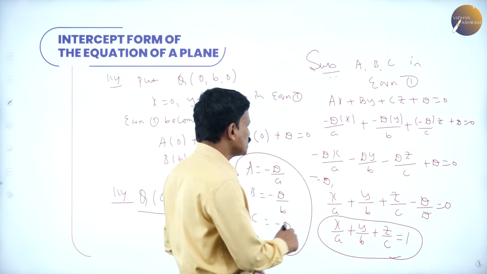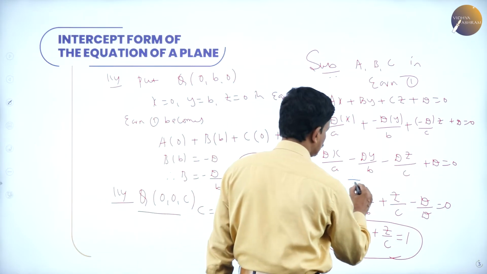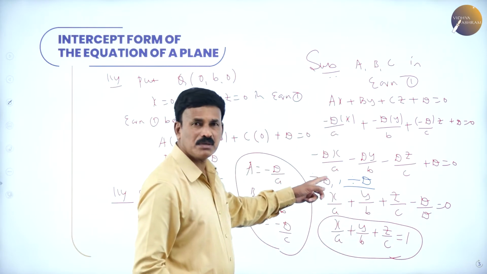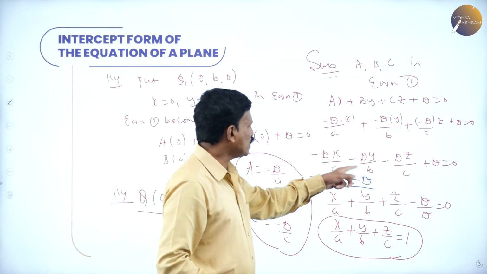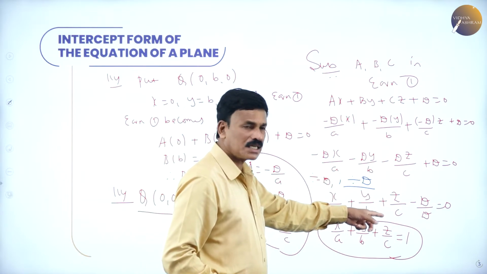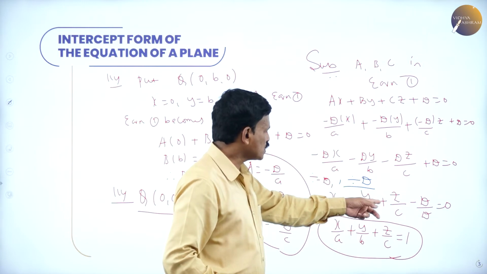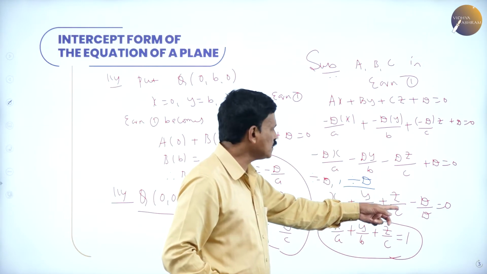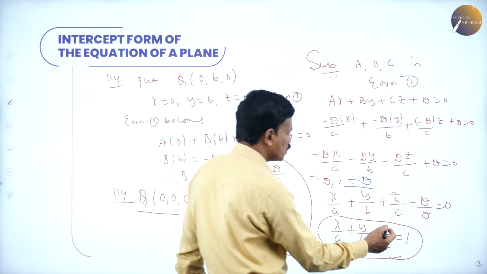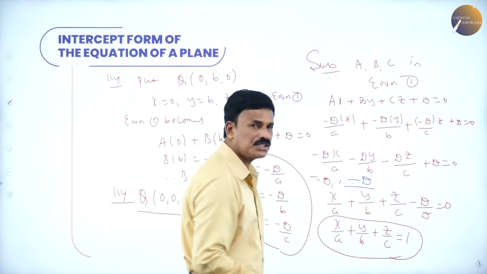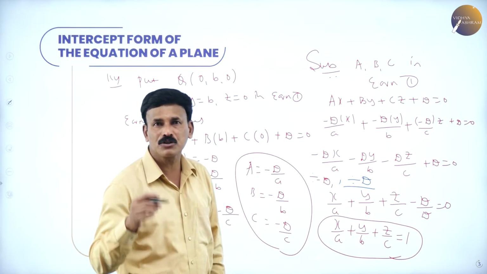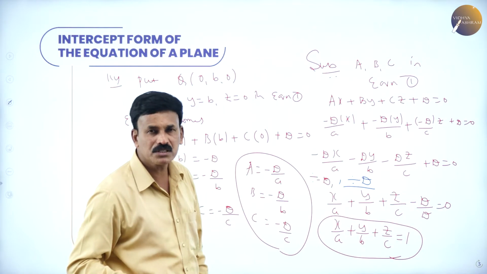Divide throughout by minus d. If you divide by minus d, it gets cancelled: x by a, minus and minus gets cancelled, plus y by b, minus and minus gets cancelled, minus d plus d, so that is equal to plus z by c is equal to minus d by minus d, which is minus 1. Transfer this to the right hand side, then the equation of the plane you are going to get is x by a plus y by b plus z by c is equal to 1, which is the equation of the plane in the standard form.